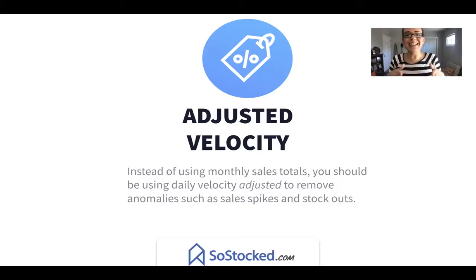We like to call it a daily average. So if I'm looking at 30 days, I would take a 30-day daily average, and I would adjust it based on stock outs and sales spikes. The reason for that is that if you've stocked out for 10 out of those 30 days, you should really have an average based on the 20 days that you were in stock.